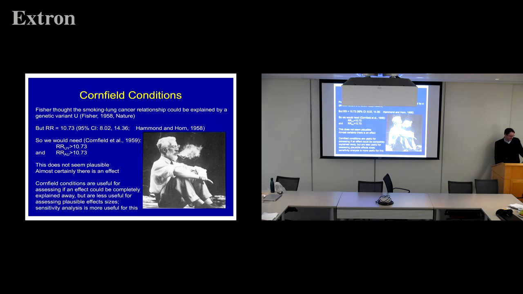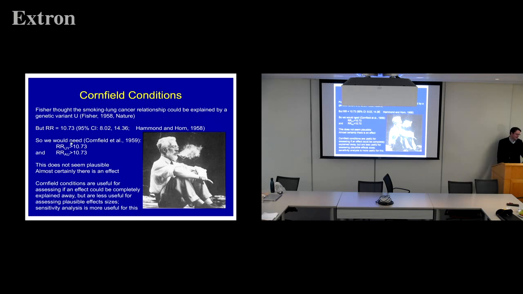So here we have Sir Ronald Fisher happily smoking away. He had published, just a year before the Cornfield paper, a letter in Nature in 1958 saying that he really thought that this smoking lung cancer association was due to some unmeasured genetic variant. There had been studies at the time suggesting risk ratios for the smoking lung cancer association as large as tenfold, one estimate, a risk ratio of 10.7, confidence interval from 8 to 14, so a pretty large effect.